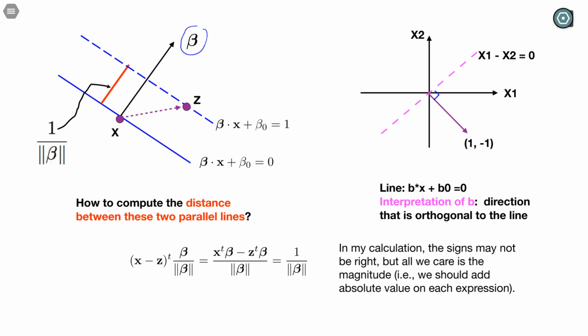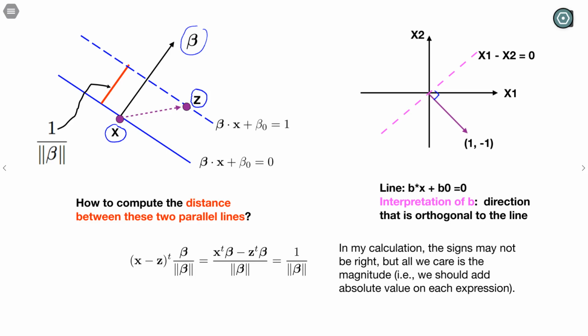Now, how do we find the width between the solid and the dashed lines, which is basically the length of the red bar? We can randomly pick a point on the solid line, let's call it x, and randomly pick a point on the dashed line, let's call it z. And then we draw a vector from x to z.